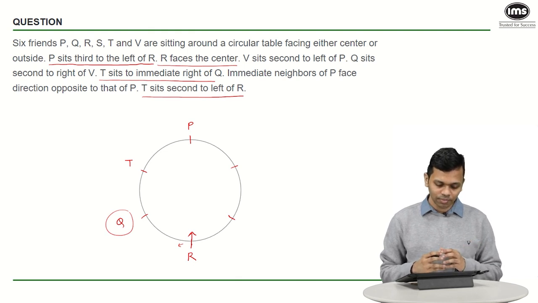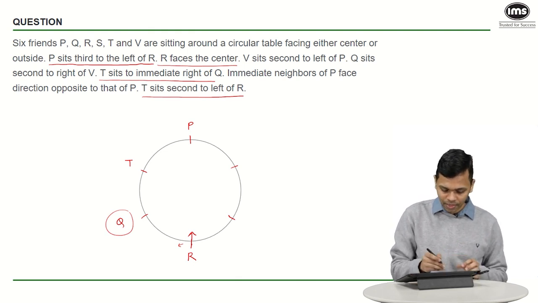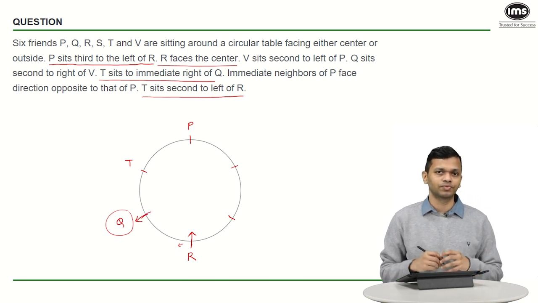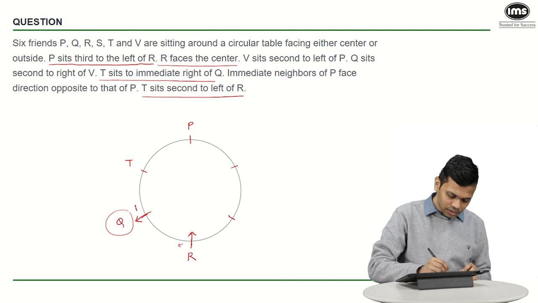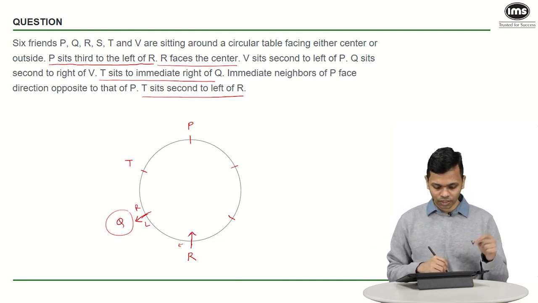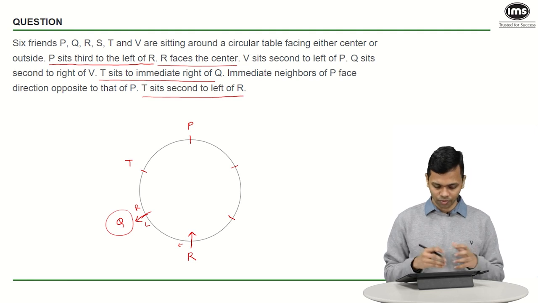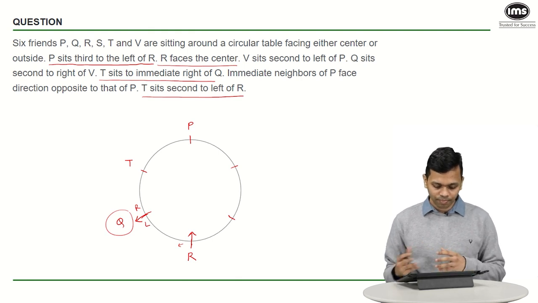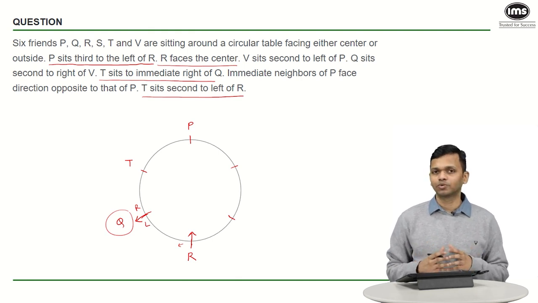And T sits to the immediate right of Q. For that, I will have to ensure that Q is facing outside, because when Q is facing outside, this is going to be his right hand side and this is going to be his left hand side. So T sits to the immediate right of Q. We have been able to place it here. Now let's see what else we can put. Immediate neighbors of P face direction opposite to that of P.